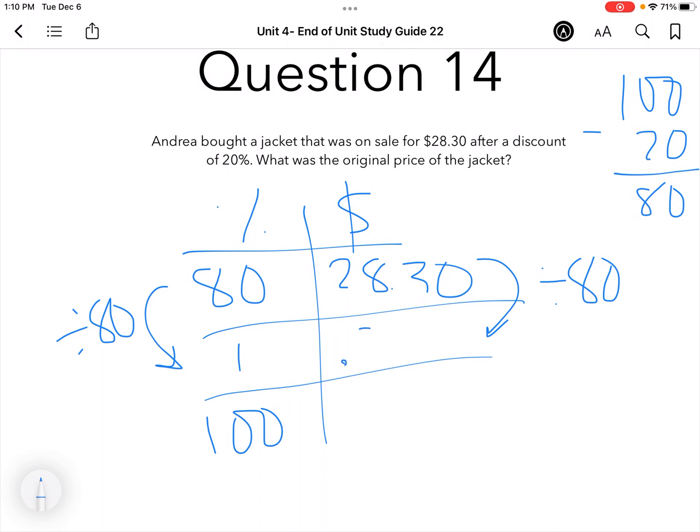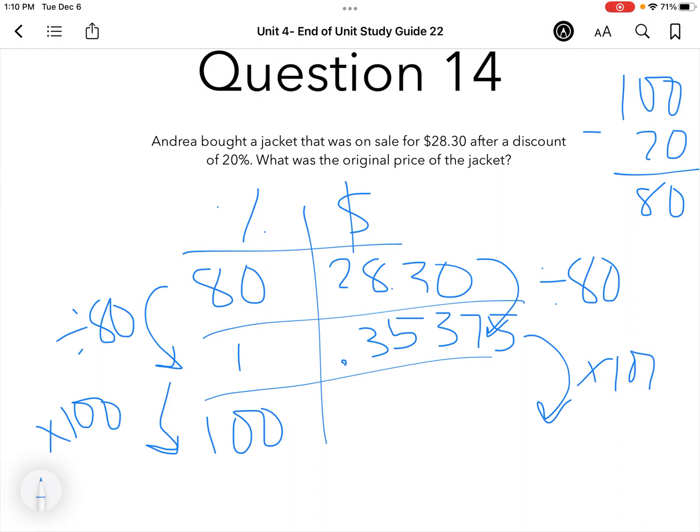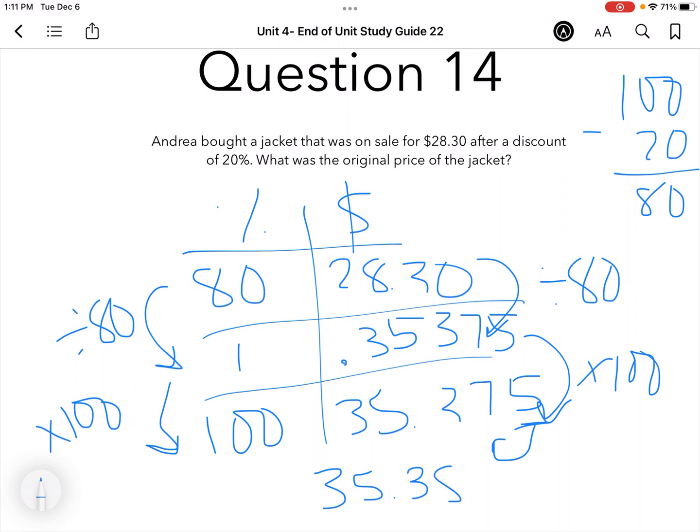And I get 0.35375. And then I'm going to hit times 100. And I get 35.375. Well, the 5 tells the 7 to round up, so I know it's going to be $35.38.